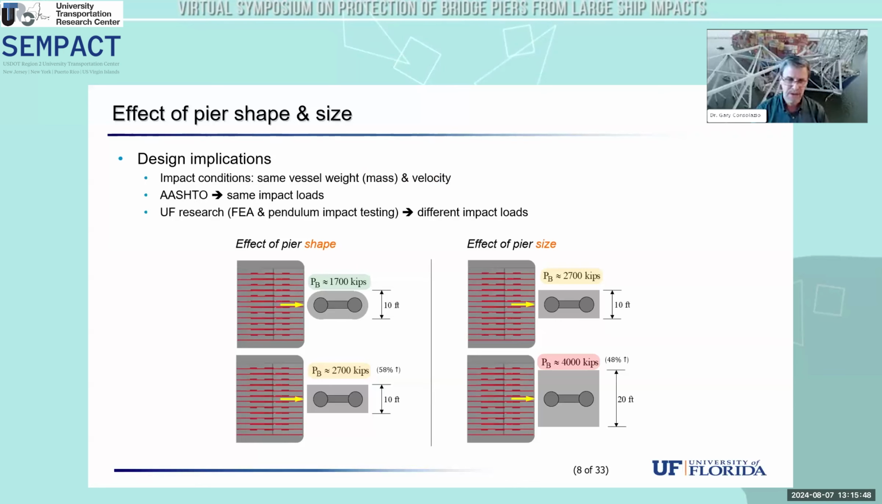What our research has shown here at the University of Florida, both through FEA modeling and through physical testing, is that in fact the forces are different. They vary based on shape and size. And so we can gain some design efficiency from acknowledging that and making use of that information.